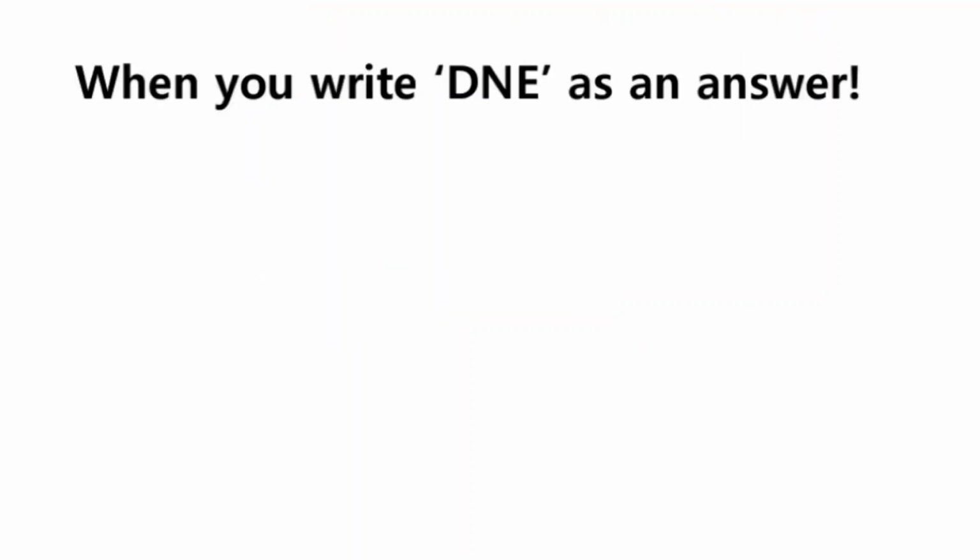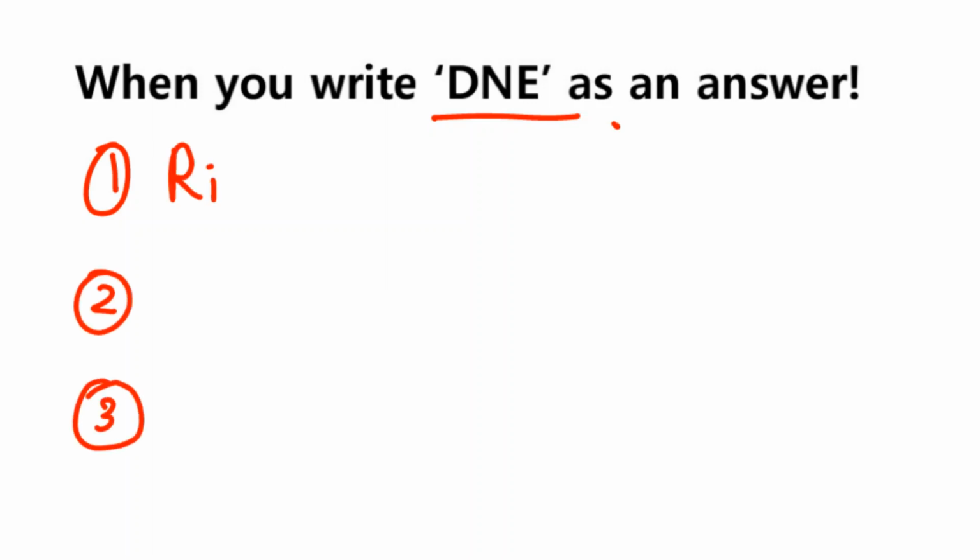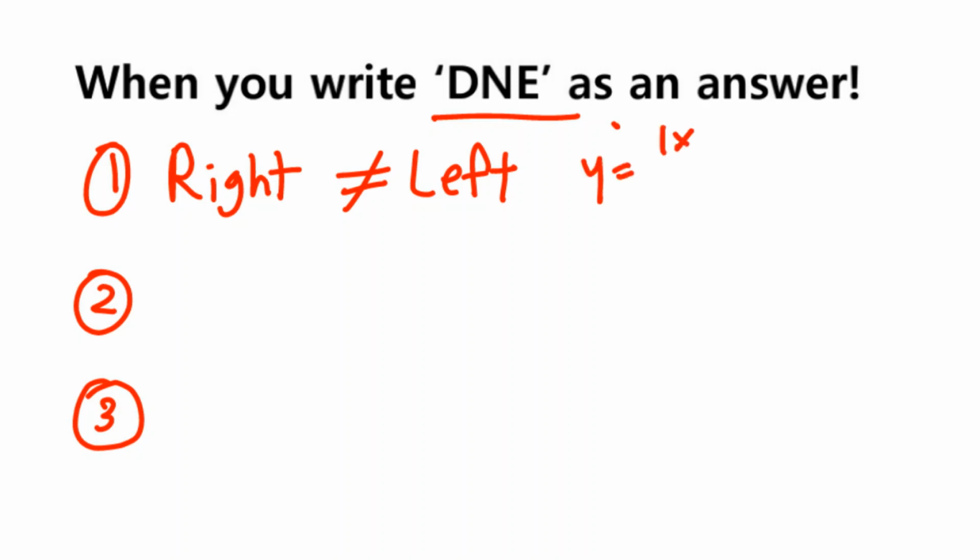So let's make a summary. When you write DNE as the answer, we had 3 different cases, right? So number 1, what was it? When you have right-hand side not equal to the left-hand side. That was number 1. So remember that we had a function absolute value of x over x. And number 2, when you had the undefined answers like this. Remember that we had an example like 1 over x squared.